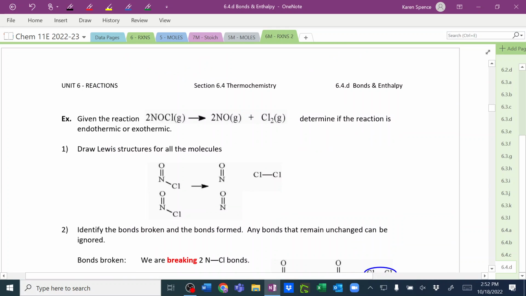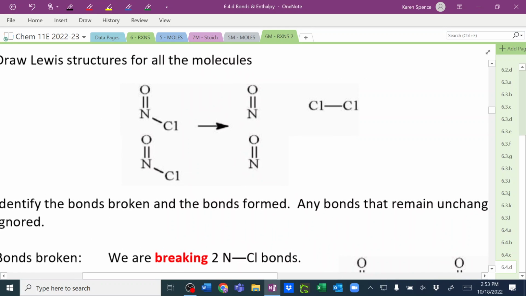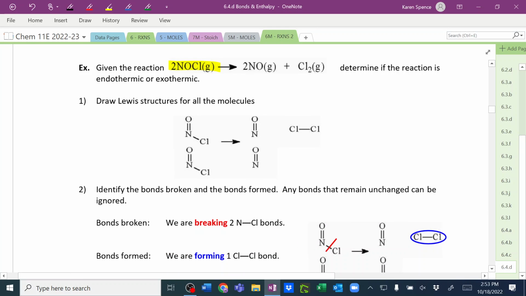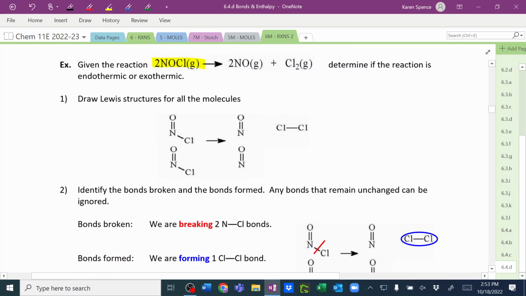Well, let's take a look. So, what we're going to do, and we will be learning later on how to draw the Lewis structures. For now, they are drawn for you, okay? So we draw the Lewis structures for all the molecules. So we've got two NOCl, and so we draw our NOCl, okay? We have NO, so we draw NO, and we have a Cl2, so we draw a Cl2.